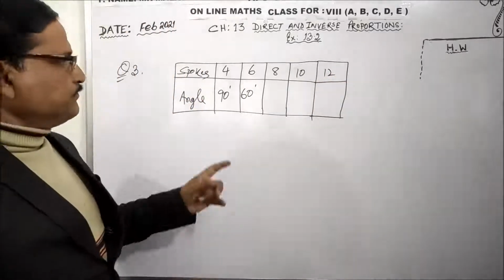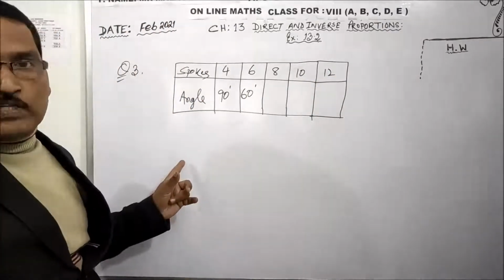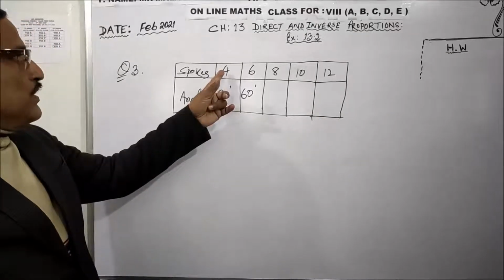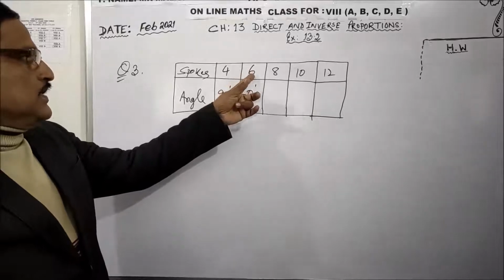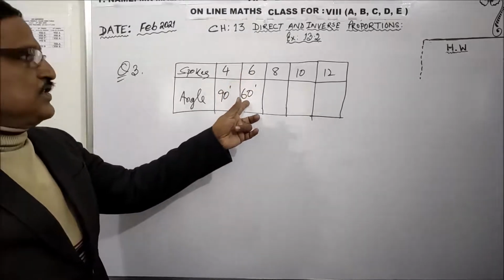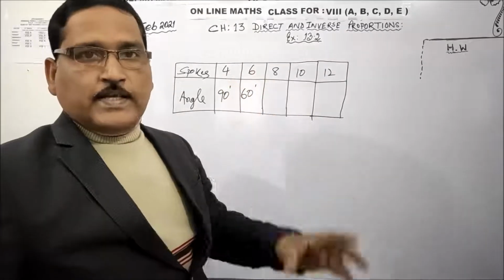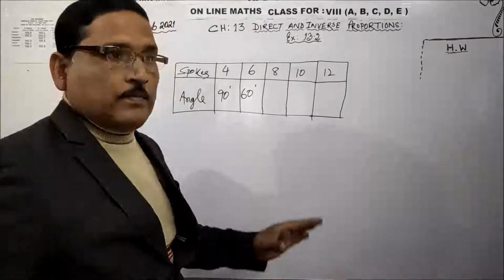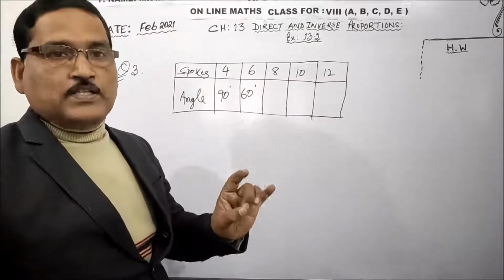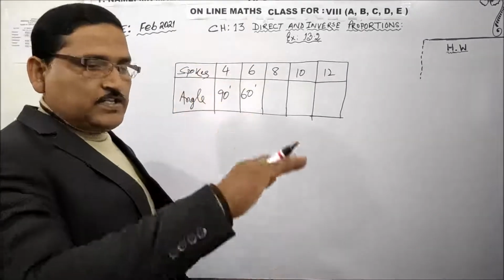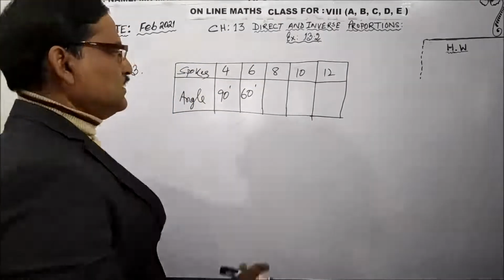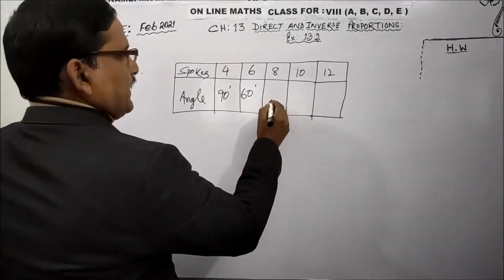You see one thing. One circle equals 360. If you multiply 4 into 90, it comes to 360. 6 into 60 will come to 360. Okay, the total angle is not changing. Only between the two spokes, the measure of each angle is decreasing. As the number of spokes increases, each angle between the two spokes decreases. So you have to find out the angle.